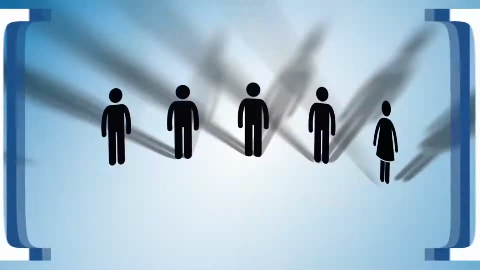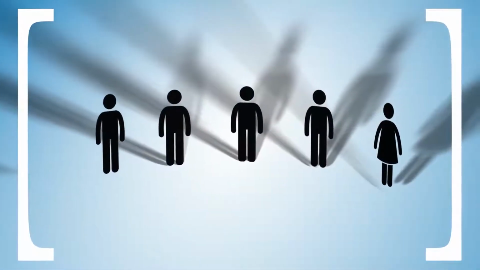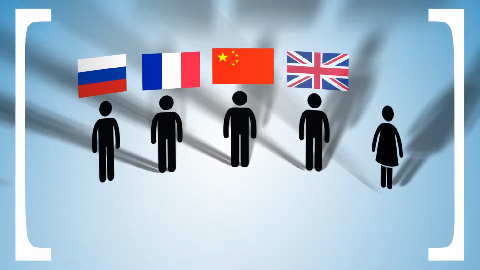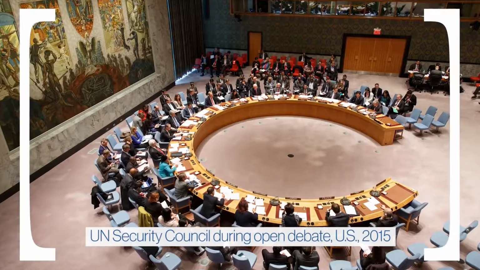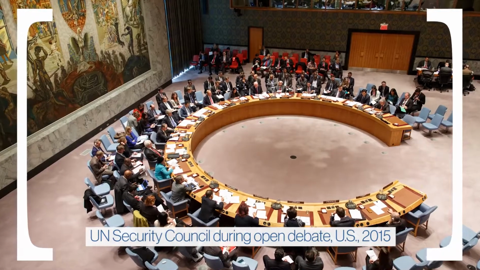It exists to prevent conflict on a large scale, promoting peace through diplomacy or sanctions. It only has 5 permanent members: Russia, France, China, the UK, and the US, which were all winning powers in World War II. The permanent members have veto power, and their use has been incredibly controversial. The US, for example, has vetoed dozens of resolutions against Israel for their actions in the Middle East.